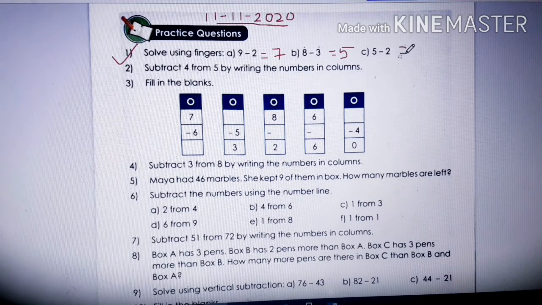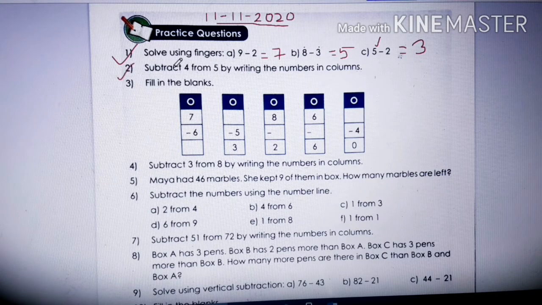Number C, 5 minus 2. So bigger number is 5. So you have to open 5 fingers. Open 5 fingers and smaller number you have to close. That means 2 fingers you have to close. Now how many fingers remain open, children? 3. Very good. So the answer is 3. You do along with me, children.